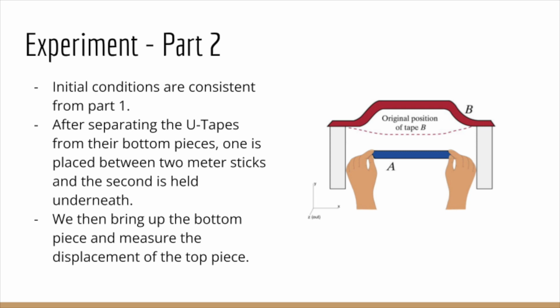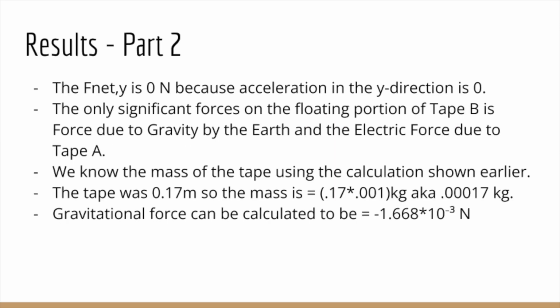In part 2 of our experiment, we have the same conditions from part 1, and after we separate the U tapes from their bottom pieces, we place one in between two meter sticks, and the second is held underneath. We then bring the bottom tape up, and we measure the displacement of the top piece. We know our F net in the y direction is 0 because the acceleration in the y direction is 0, which means that the forces must be equal. The forces of gravity and the electric force must be equal.